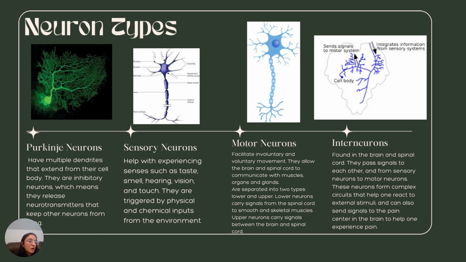Sensory neurons help with experiencing senses such as taste, smell, hearing, vision, and touch. They are triggered by physical and chemical inputs from the environment. Motor neurons help facilitate involuntary and voluntary movement. They allow the brain and spinal cord to communicate with muscles, organs, and glands.